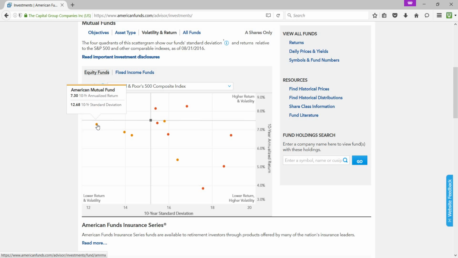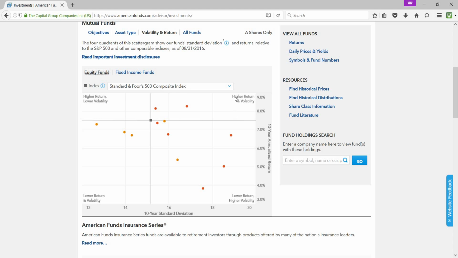This is not your every year return, but over a period of 10 years, you will get 7.3% with 12.68% as the standard deviation, which is the variation that you could see in the rate of return. And that's for American Mutual Fund. This quadrant will be helpful for people who would like to take low risk. For their mutual funds, they do not want to buy and sell a lot of stocks and want to be comfortable with investing once and forgetting about it.